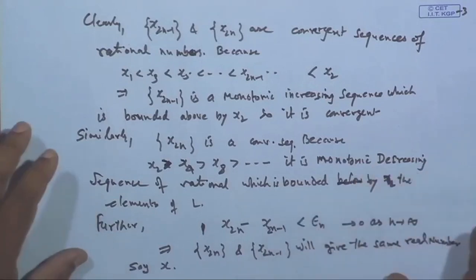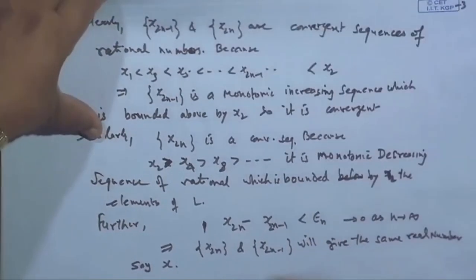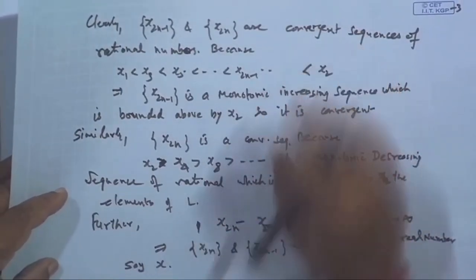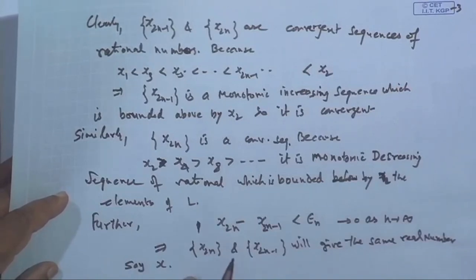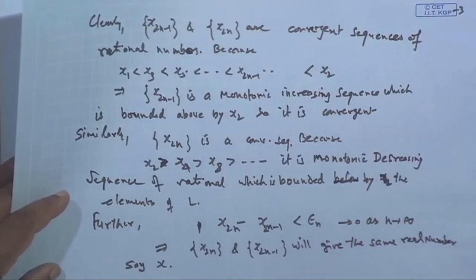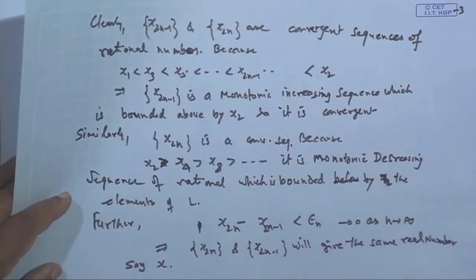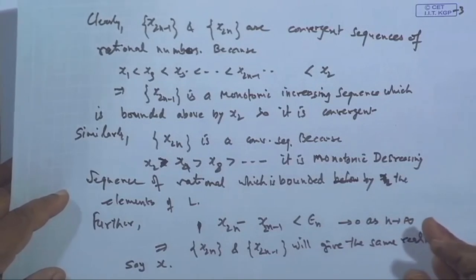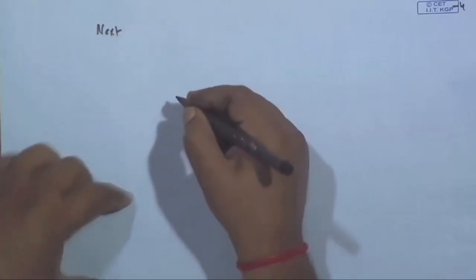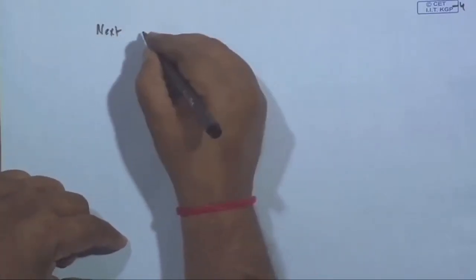Now, with the help of this section, we have generated a sequence. And now we claim that in this section, if you take any element in the lower class, then if L does not have an upper bound, the element of the lower class will be less than the element of the upper class, and so on. So next we show. Next, let A be a rational number.